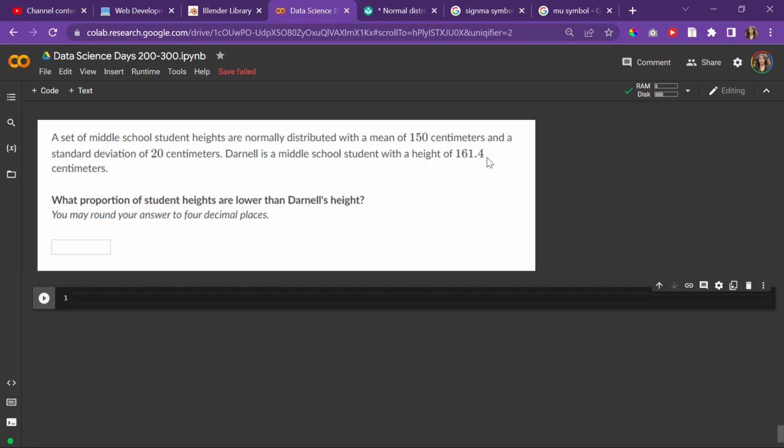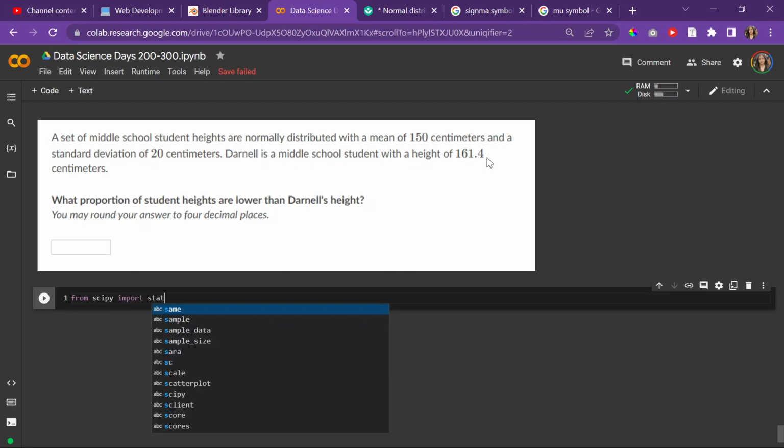Mean of 150 centimeters means that all the students average 150 centimeters in height, and each data point deviates around 20 centimeters from the mean of 150 centimeters. So I'll start with from SciPy, import stats. So basically what I'm doing right now is I'm importing some libraries.